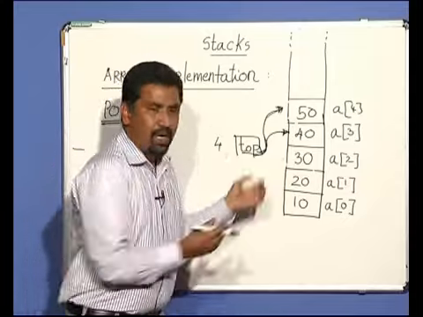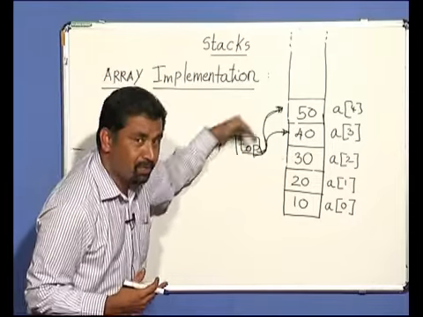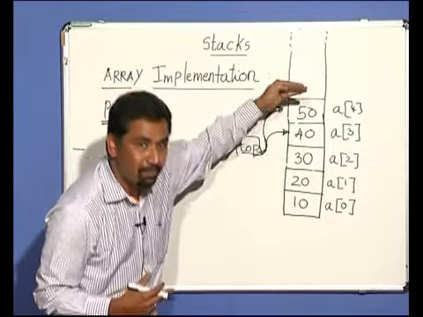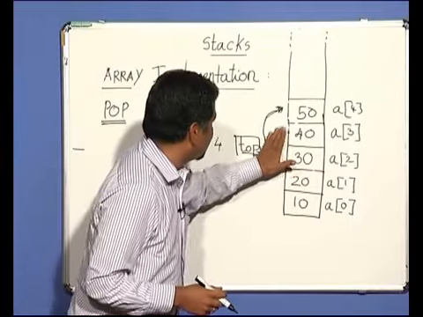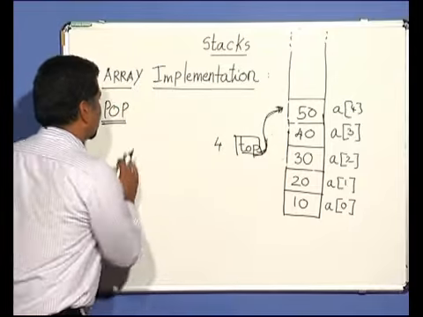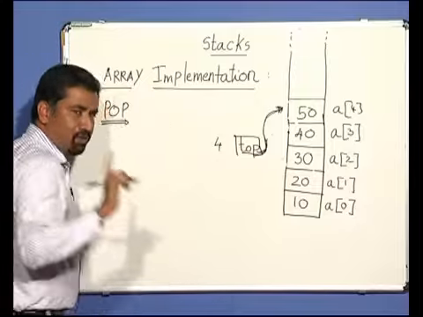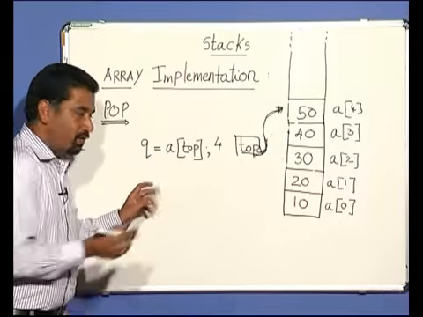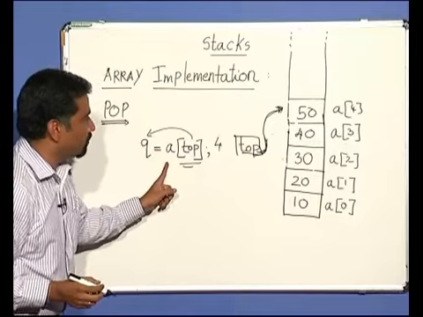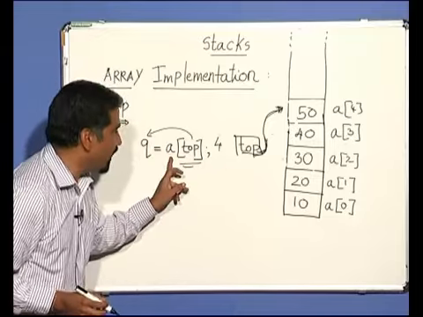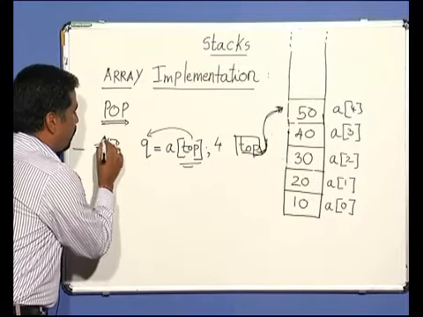That is, when I pop, I must get 50, and at the same time, for the next operation, the top must have been modified, and it should be pointing to the position below. So how do we make that happen in C code? Currently the situation is like that. So simply what the basic steps that we can look at, I am going to write here. First, this statement here will put the value that is in A of top into Q. What is this value now? Top is 4, so A of 4 is 50, so Q will get a value equal to 50.